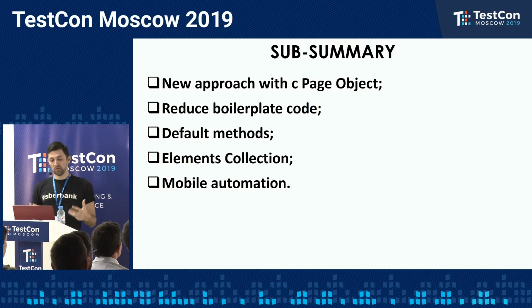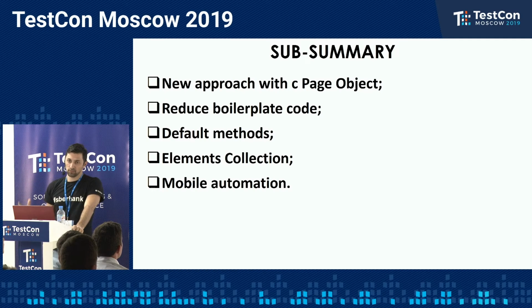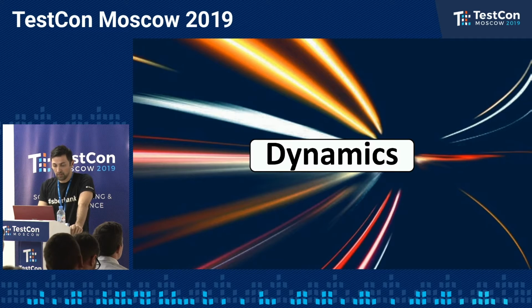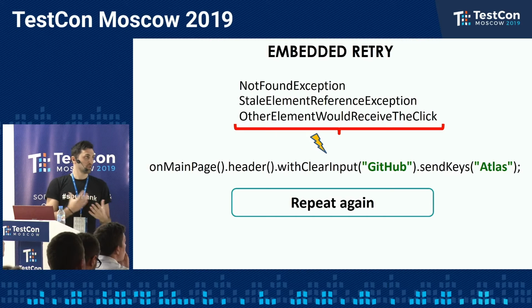So to summarize, I've shown you the new approach in Atlas. I said that we can reduce the boilerplate code. I explained the features of default methods, talked to you about the elements collection, and mobile automation that is present there. So let's talk more about dynamics.